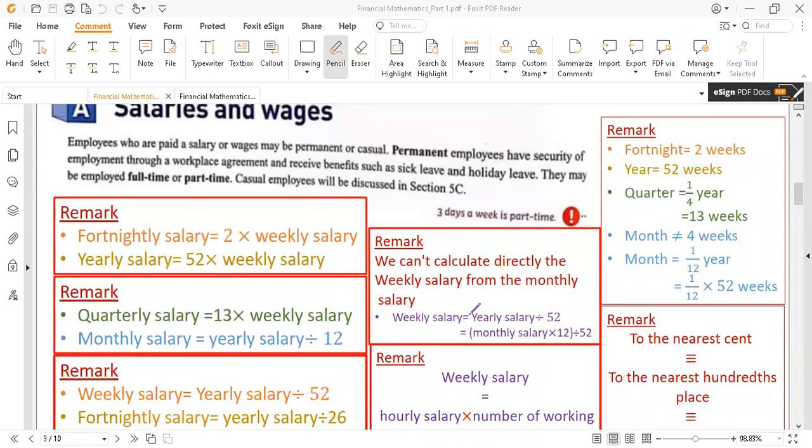Normally we should know that we have different measurements of salary, like weekly salary, fortnightly salary, yearly salary. It's all about the number of days or the number of weeks. Normally, the fortnight is equivalent to 2 weeks. The year is about 52 weeks, and the quarter is 1/4 of a year, so it is equivalent to 13 weeks. We should keep all this information in mind.